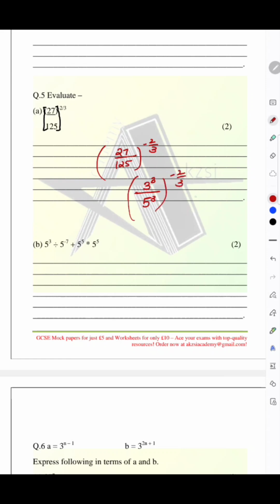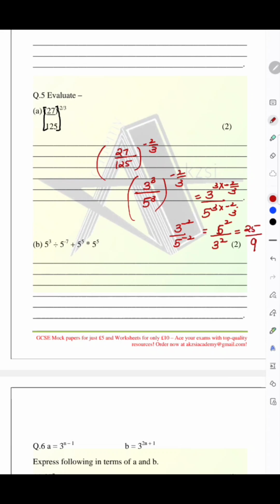Which means I can write 3 to the power of 3 times negative 2 over 3, and 5 to the power of 3 times negative 2 over 3. So it's 3 to the power of negative 2 over 5 to the power of negative 2. Which is, we have to first take the reciprocal. So 3 will go down there and become positive, and 5 will go up there, becoming positive. And the final answer is 25 over 9.